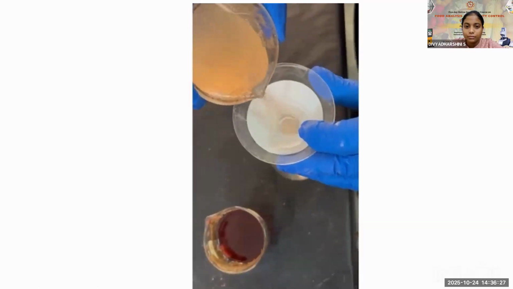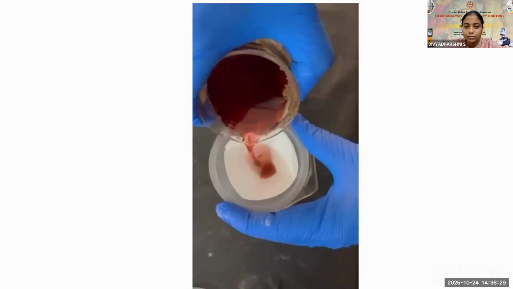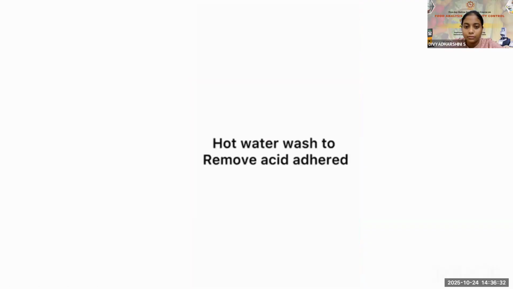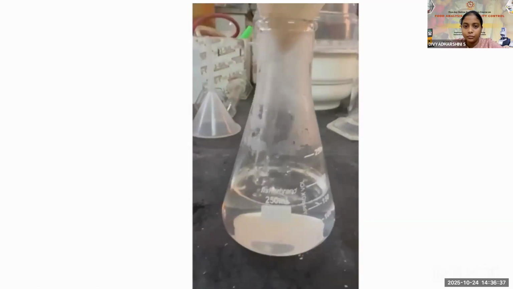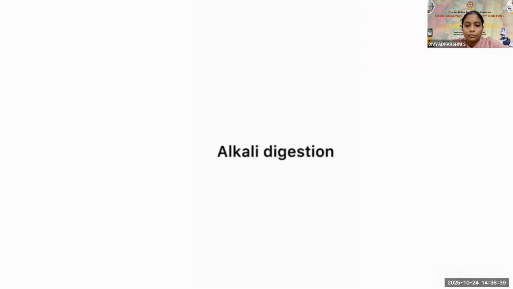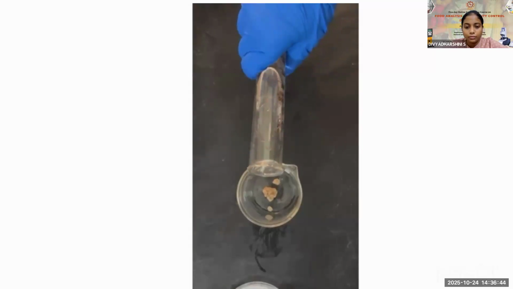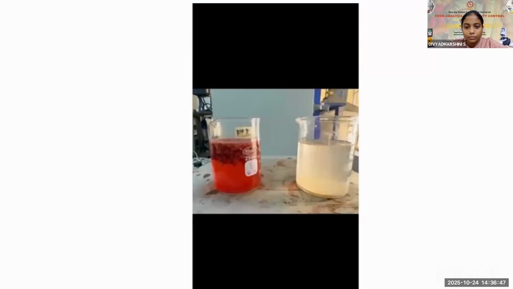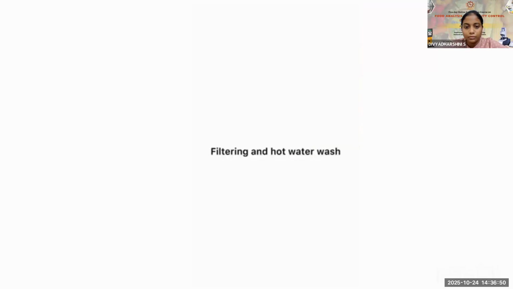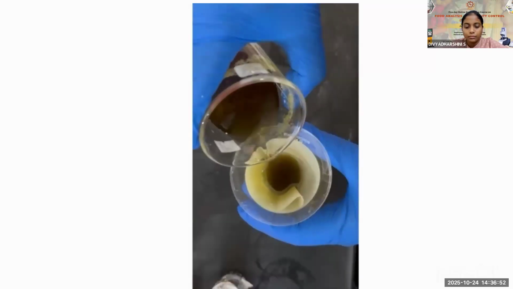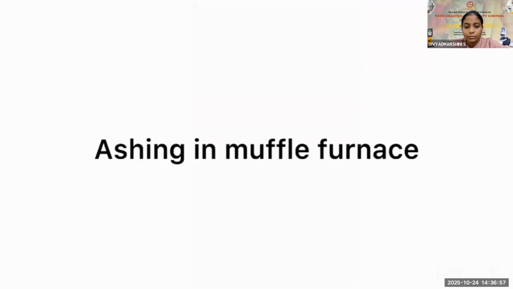Later, the wet residue has to be washed with hot water in order to remove the acid adhered to it. It has to be 6 parts. So if you are using 200 ml, you have to wash it with 600 ml of hot water. Then going with the NaOH solution, we have to wash it and filter it, and after that this has to be done for the alkali digestion. Later, drying the residue and keeping it for ashing in the muffle furnace for 6 hours.